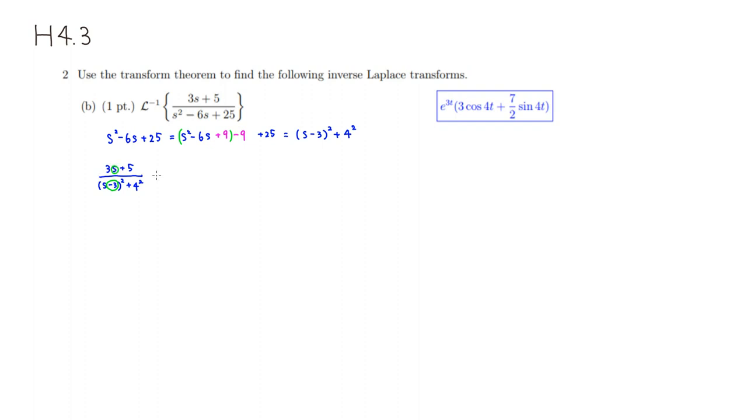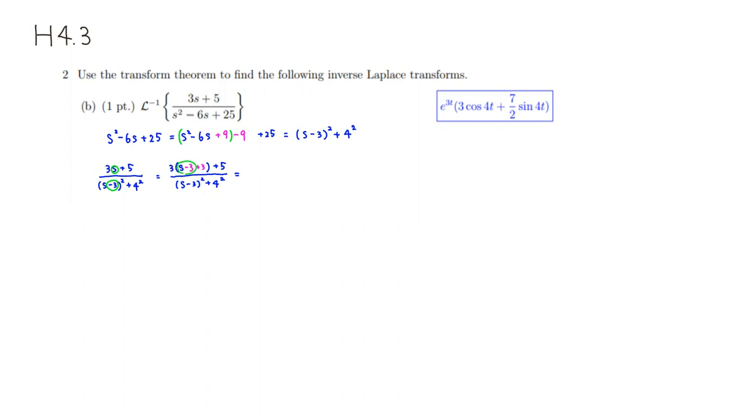So what we need to do is this: the quantity s, and I need to have negative 3. So I'm going to put the minus 3 here, and then I'm going to add 3 right away. And we still have plus 5 here. The denominator looks all right: s minus 3 squared plus 4 squared.